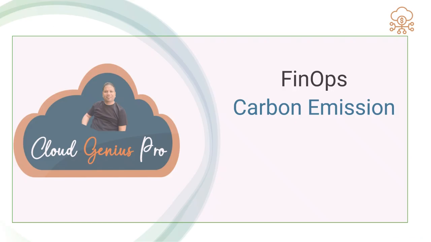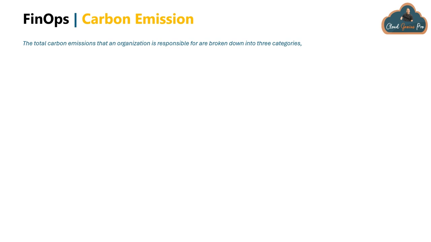So this video is the extension of the previous one where we discussed cloud sustainability. In this video we are going to talk about the different classes of carbon emission. When any enterprise is responsible for generating a carbon footprint, usually that is broken down into three categories.